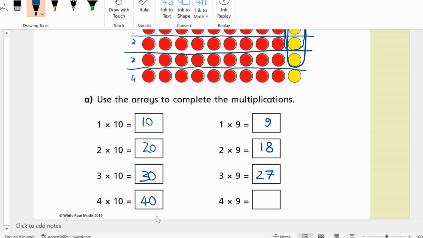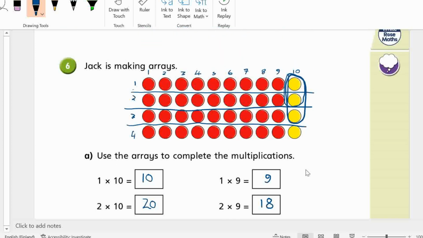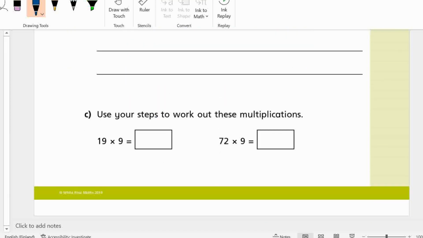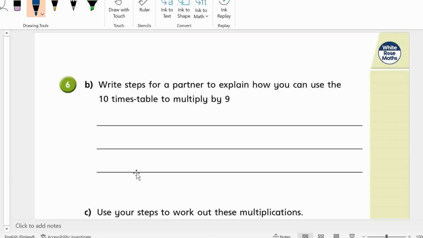40. So what is 4 times 9? 36. Okay. Now here again you can see all you need to do is subtract 4 from 40. 4 yellow counters away from 40. Okay. So now here, write steps for a partner to explain how you can use the 10 times table to multiply by 9. Okay, so what can we write first? So you're helping a friend to know the 9 times table through the 10 times table. So what we just did.